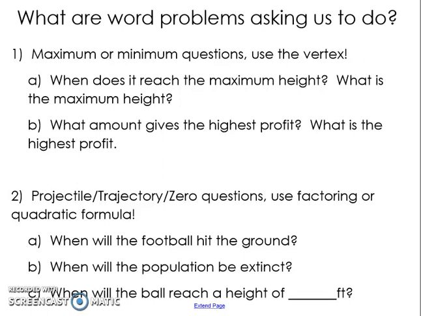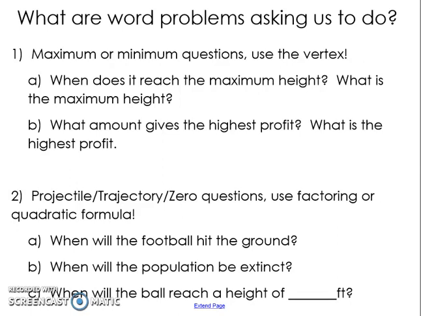When you're given a word problem involving quadratics, it's kind of hard to know sometimes what you're supposed to do. There are two main types of problems that we will see. The first type has the keyword of maximum or minimum in it. If the problem's asking about a maximum or minimum, you have to use the vertex. The vertex is the highest or the lowest point on your graph. So when they're talking about maximum or minimum, we're dealing with the vertex.